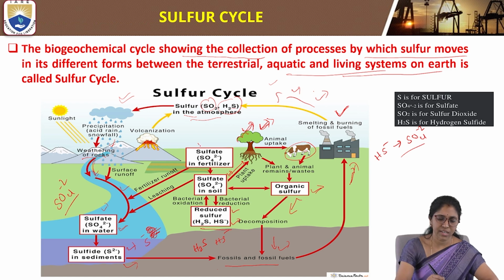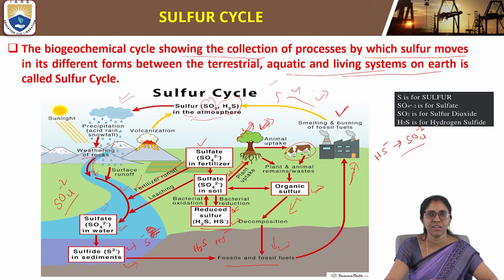If we see the sulfate ion in the soil, this also comes from the fertilizers which are used in farming. So sulfate in the form of SO4 minus 2 comes from two processes: by the oxidation of reduced sulfur and by the usage of fertilizers. When these fertilizers run off, the water also has that sulfate ion. So this is the sulfur cycle.